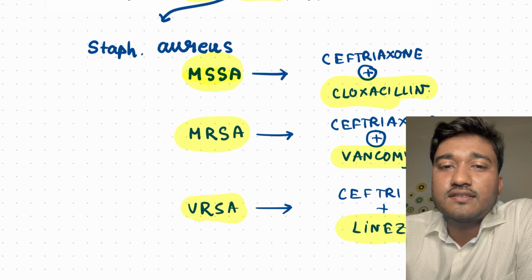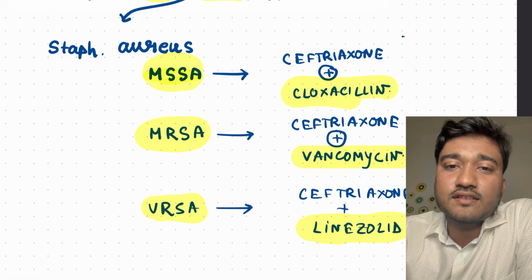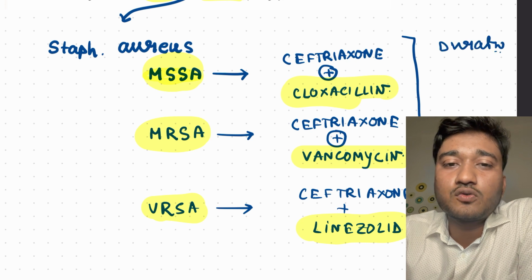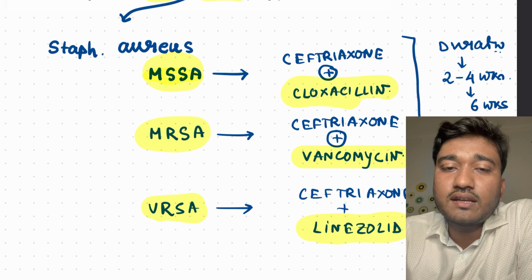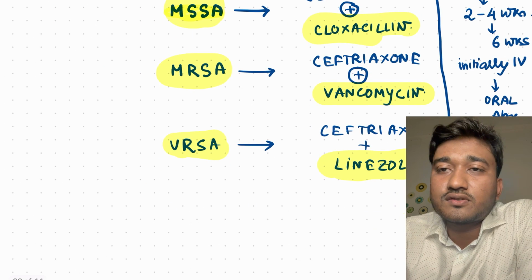Okay. And now the concern is, what is the duration? Because these are basically complications, we need to give it for at least 1 month, 2 to 4 weeks. We may increase up to 6 weeks. Initially the IV is given. As the patient improves, we can shift it to oral and can discharge those patients. Okay.